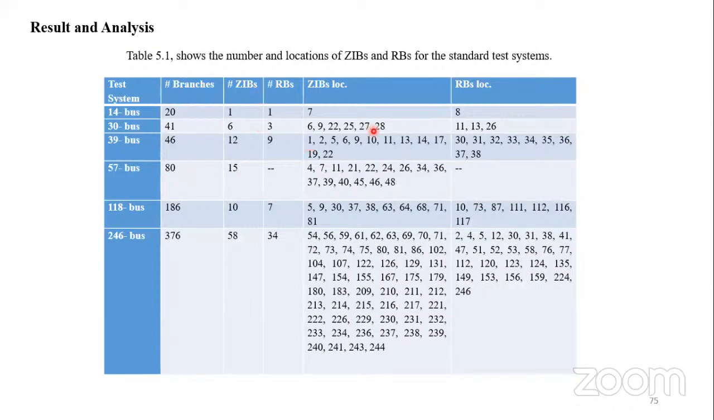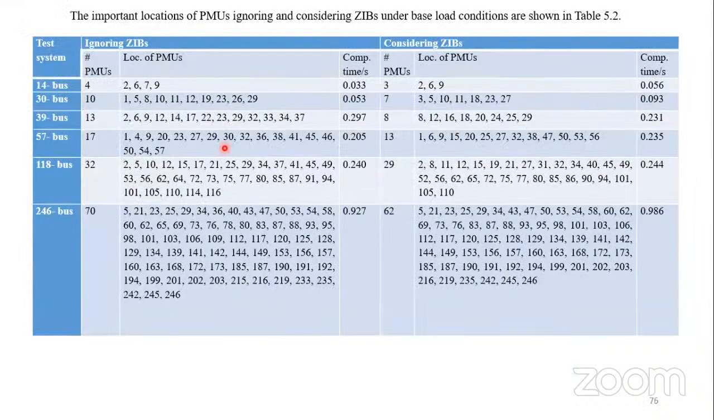Now, these are some data information. This is the same as I have already shown you. Okay, these are the locations. This is for the normal operation, and this is for when we are considering the zero injection buses. So I have already shown it.